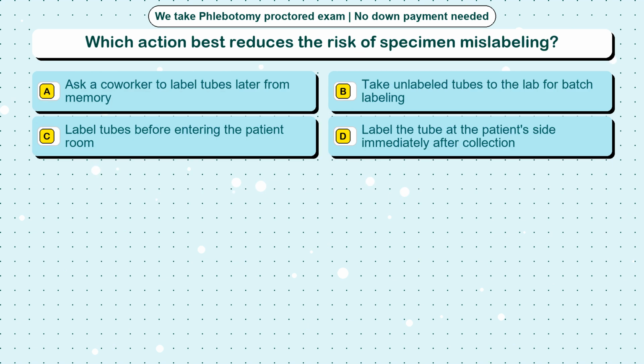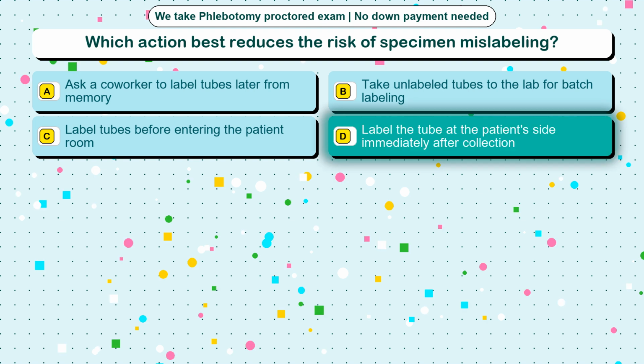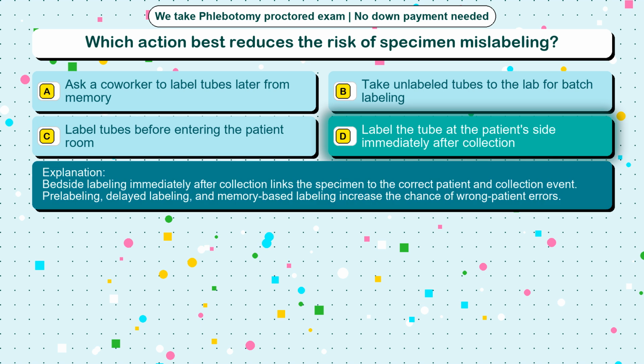Question 66. Which action best reduces the risk of specimen mislabeling? Option A. Ask a coworker to label tubes later from memory. Option B. Take unlabeled tubes to the lab for batch labeling. Option C. Label tubes before entering the patient room. Option D. Label the tube at the patient's side immediately after collection. The correct answer is option D. Label the tube at the patient's side immediately after collection. Bedside labeling immediately after collection links the specimen to the correct patient and collection event. Prelabeling, delayed labeling, and memory-based labeling increase the chance of wrong patient errors.